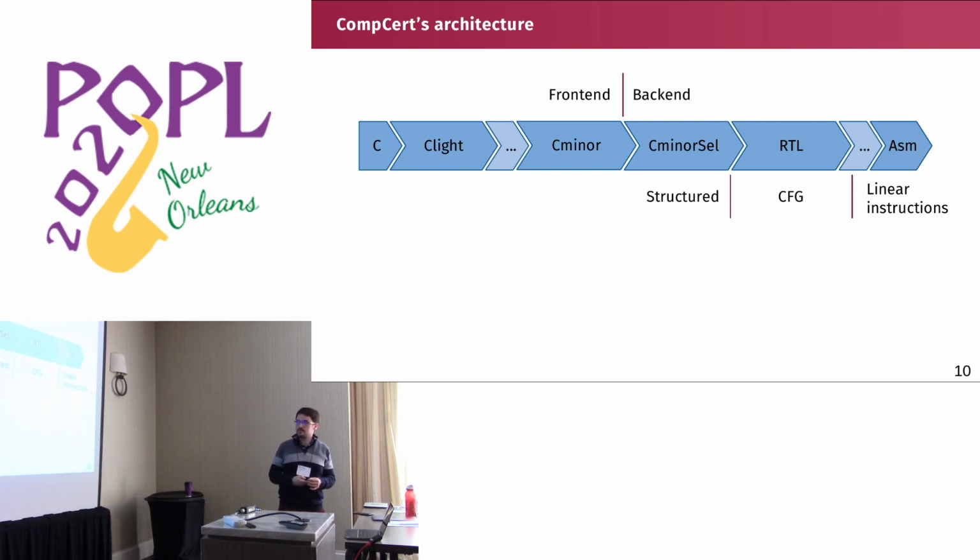to represent the program. Also, I've set the border between the front end and the back end of the compiler about here for the purpose of my talk. The idea is that the front end part will be independent of the target architecture you are compiling the program to, and the back end part is dependent on the architecture.